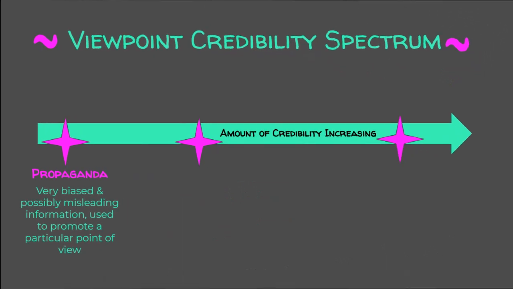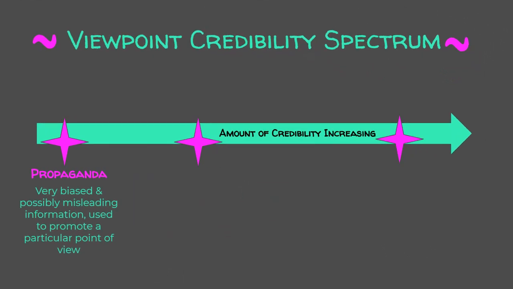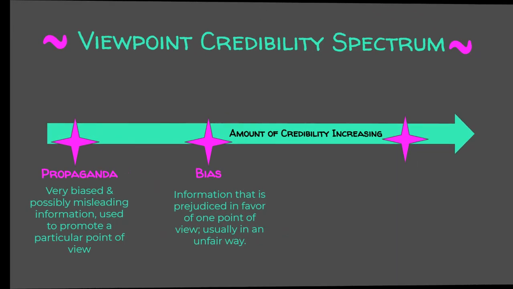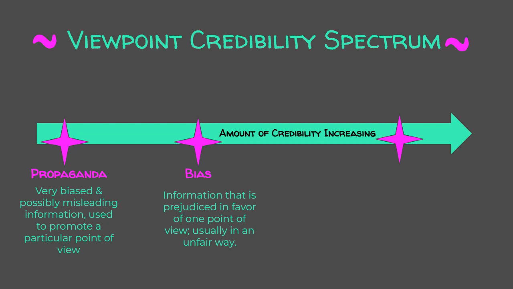So, the first point on the viewpoint credibility spectrum is propaganda. And of course, that's very biased and usually misleading information used to promote a particular point of view. And as it's all the way over to the left, it's not credible. As we move a little bit further over to the right, you've got bias. And as you've learned, that's information that is prejudiced in favor of one point of view, usually in an unfair way.